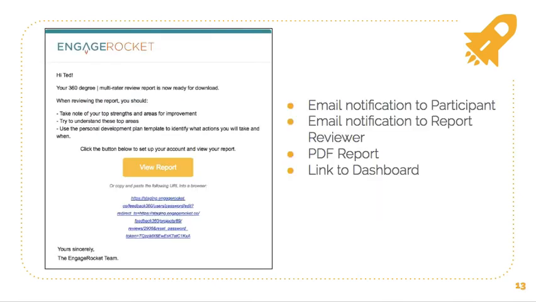This is an example of how the email will look like at the end of the review. As we have covered earlier, you can customize the content of this email. Along with this email is a PDF attachment of the completed report that can be printed out for a discussion. The content of the PDF report is very similar to the dashboard. So the participant and the report reviewer can either choose to download the PDF report or log into the dashboard to see the results.